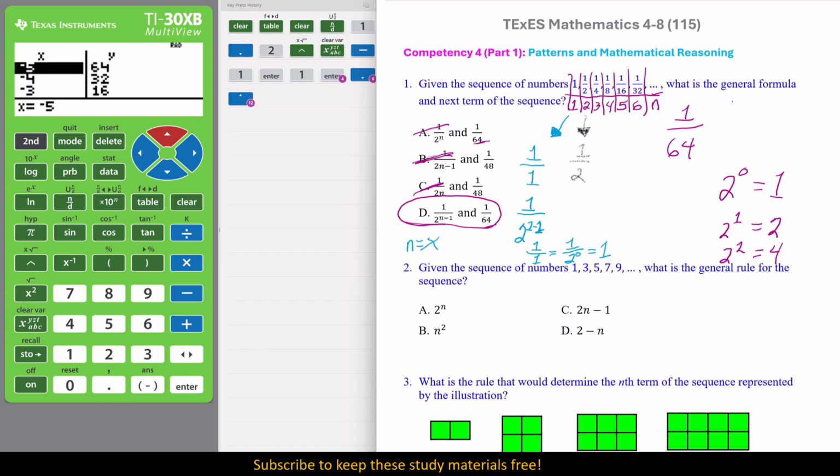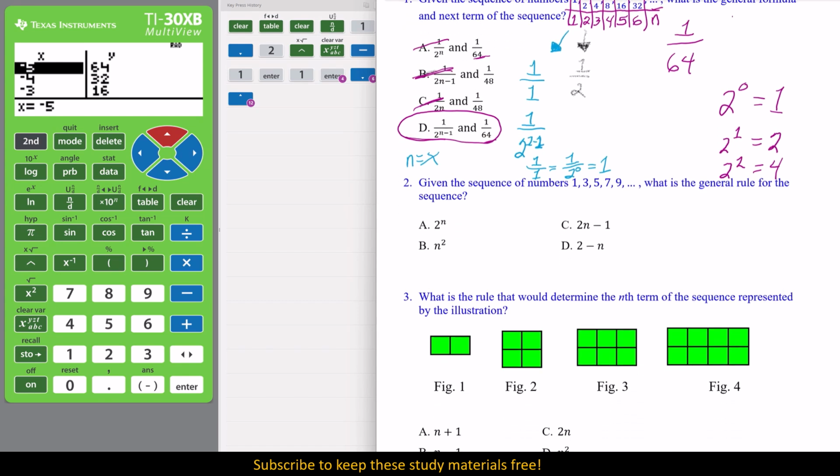Okay, now let's move on to number 2. All right, number 2 says, given the sequence of numbers 1, 3, 5, 7, 9, what is a general rule for the sequence? Okay, those are all odd numbers.